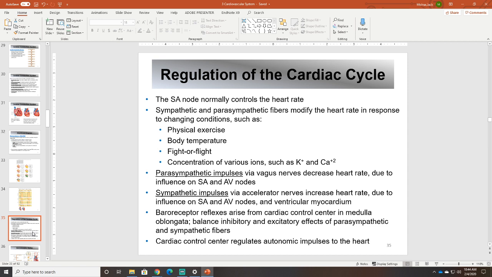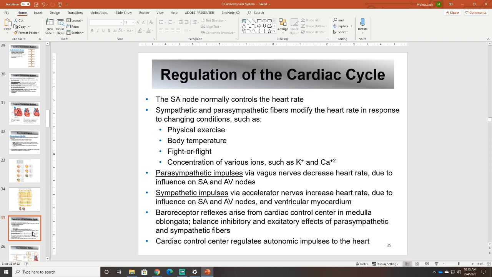All right, so regulating the cardiac cycle. The SA node normally controls the heart rate. And then the sympathetic and the parasympathetic fibers are going to modify the heart rate in response to changing conditions, such as physical exercise, body temperature, fight or flight responses, and the concentration of various ions like obviously potassium and calcium.